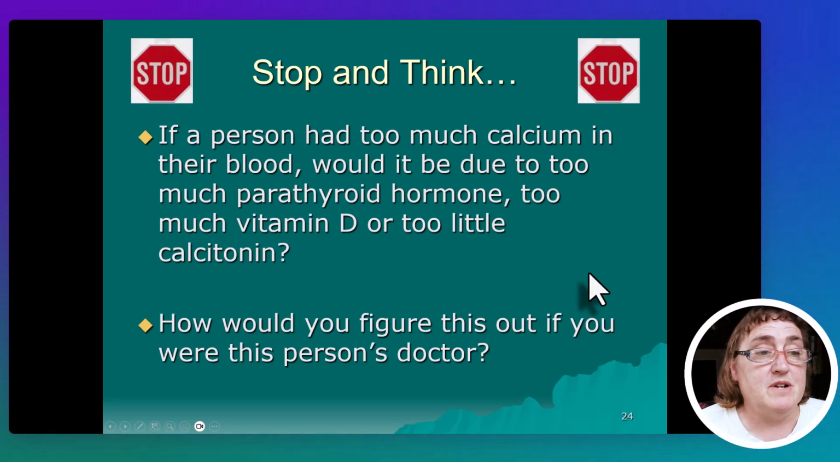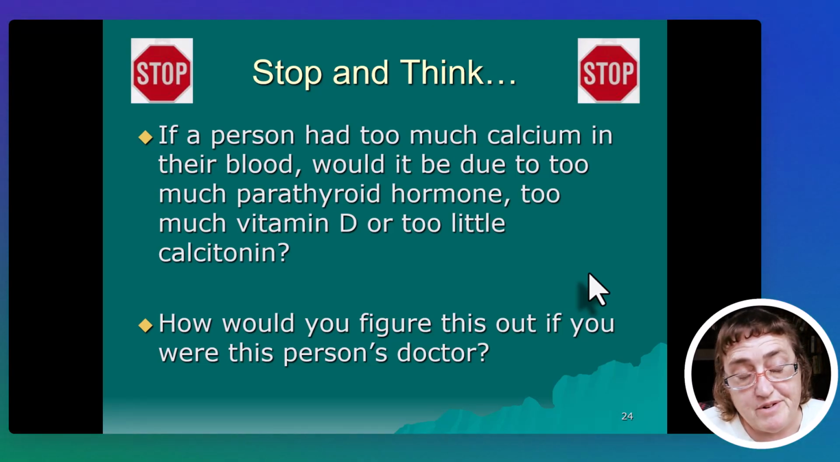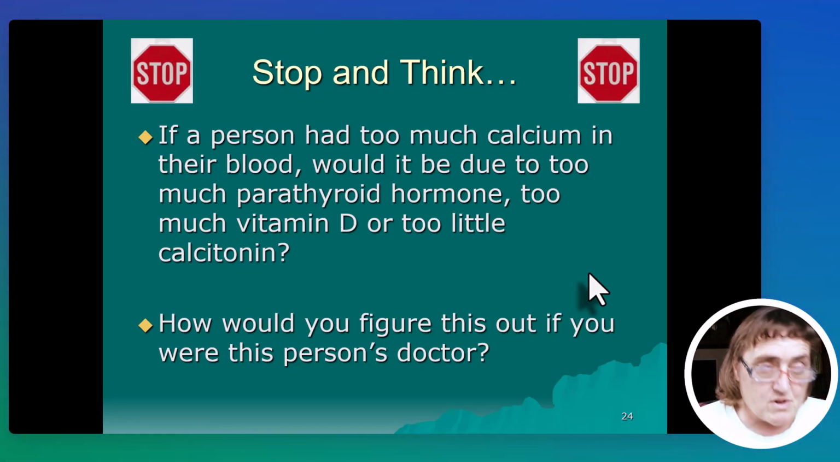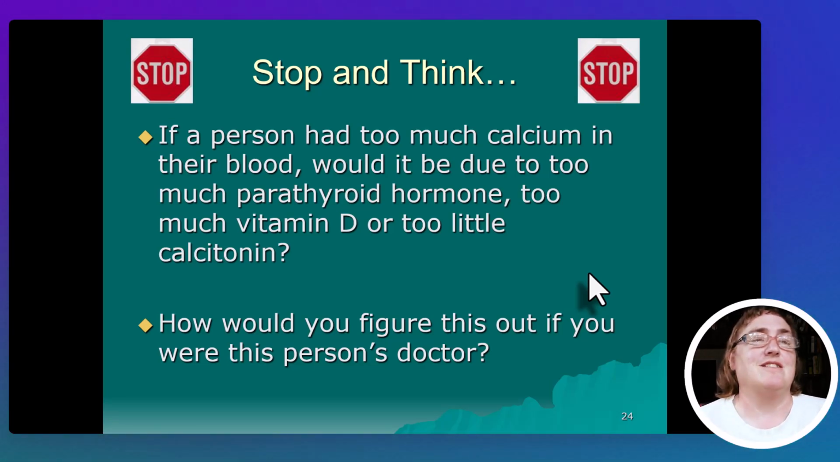So if a person had too much calcium in their blood, would it be due to too much parathyroid hormone, too much vitamin D, or too little calcitonin? The answer is it could be all 3 of those. So it's really hard to tell until you measure the different levels of hormones. And how do you figure out the level of a hormone in a person? Go back to the definition of a hormone. It's a chemical in the blood that changes the function of a target cell, so you've got to check their blood.